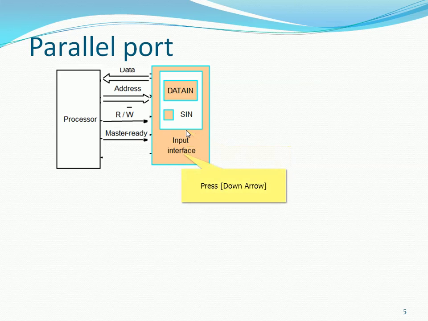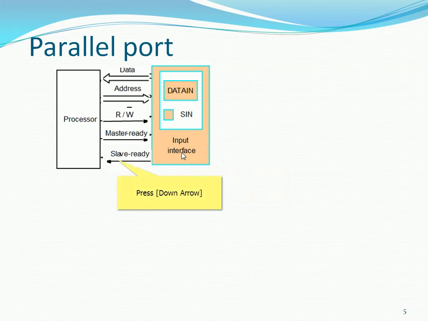So master ready means that the processor is the master right now, and it will initiate the operation for future operations. The processor is now ready, and it asks the devices on the other side, the slaves, whether they are ready. Once the slaves, maybe a keyboard, printer, or scanner, are ready, the slave responds to the processor.